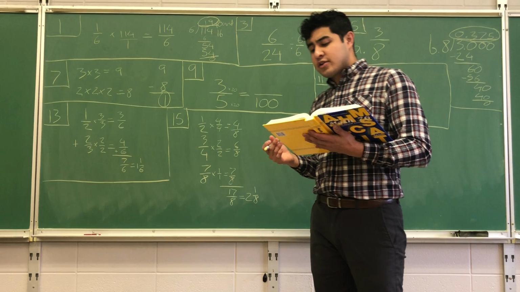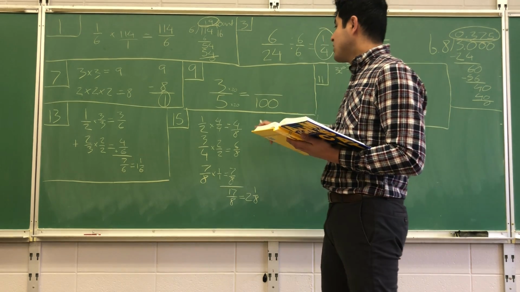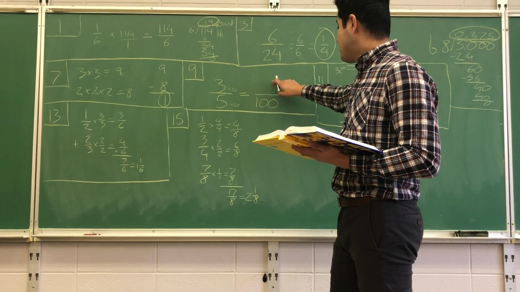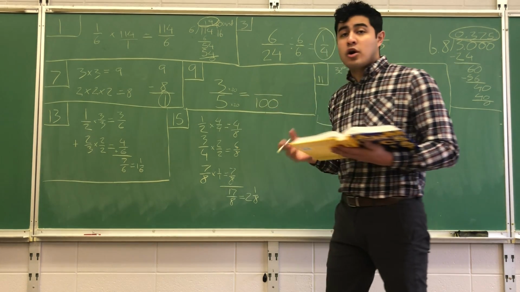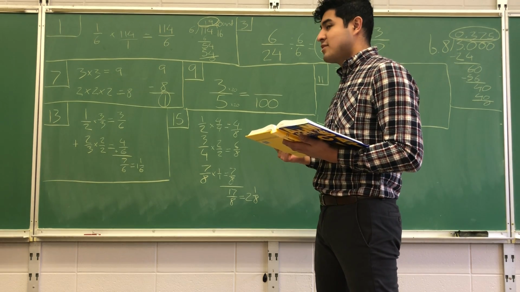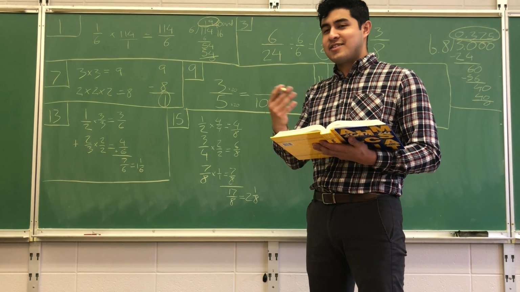3/5 of $1 is how many cents? So this is the way I set it up. 3/5 equals blank over 100 because we know there are 100 cents in a dollar and that's what we're looking for. Does that make sense? You get it? Makes sense?